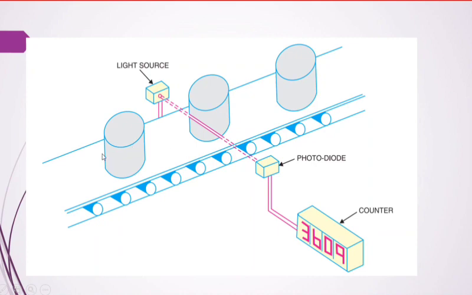If an object crosses the photodiode through the conveyor belt, a count is added to the counter. Here 3609 is the count. If this object crosses the photodiode, what will happen? 3610 will be counted. One count is added. This is used as a counter circuit also. The photodiode is connected to the counter circuit, and the counter counts based on the output of the photodiode. These are the main two applications of the photodiode.